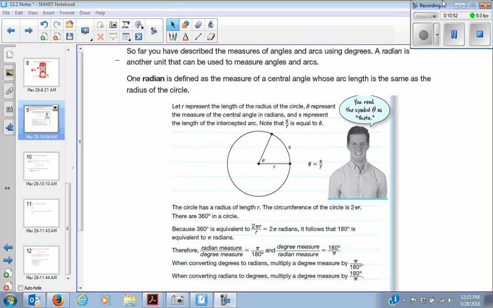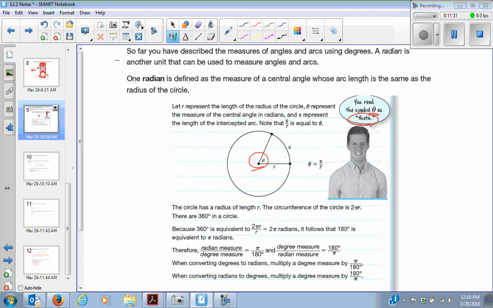So far you have described it, so we talked about radians. 1 radian is defined as the measure of a central angle whose arc length is the same as the radius of the circle. So let R represent the length, the radius of the circle. And this is going to be this new symbol, theta. Anytime you see this, it's going to represent this thing called theta. It represents the measure of the central angle in radians. So when you see that, it's going to be represented in radians, not in degrees.